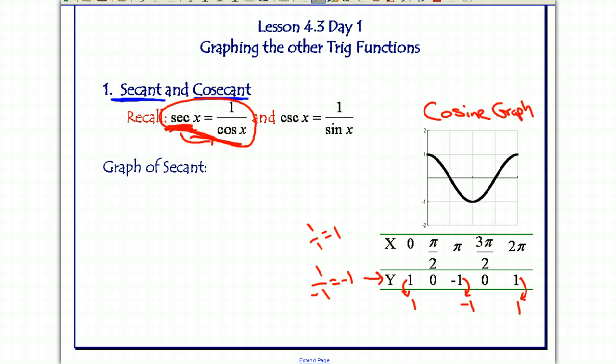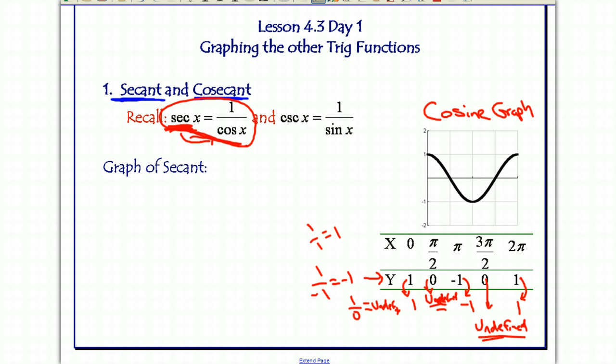The zeros, though, are a little more interesting. What is 1 divided by 0? Try that in your calculator. It makes no sense. That is undefined. So something funny happens for our secant graph when the cosine graph was 0. So that's undefined. Sorry, that's kind of illegible. But this will also be undefined.